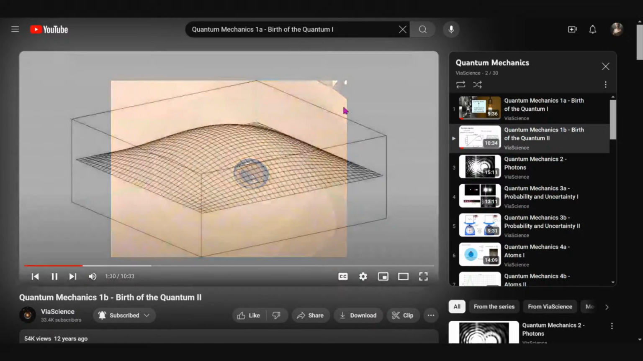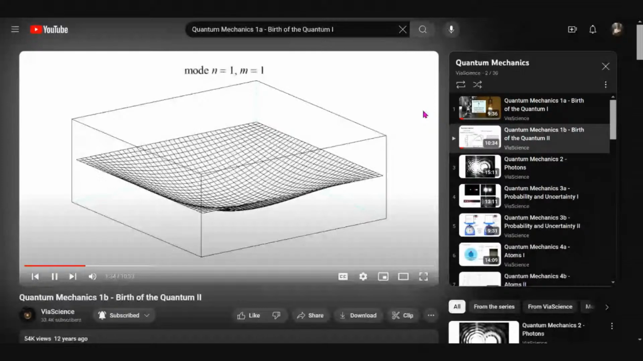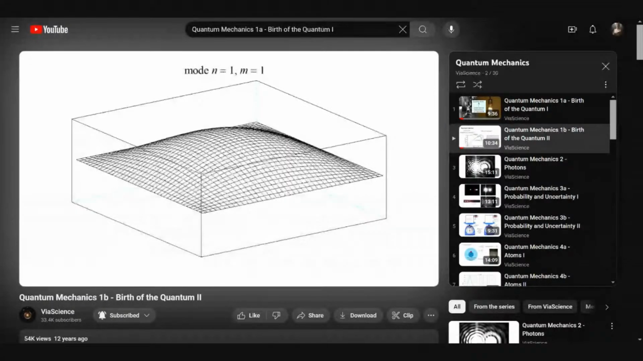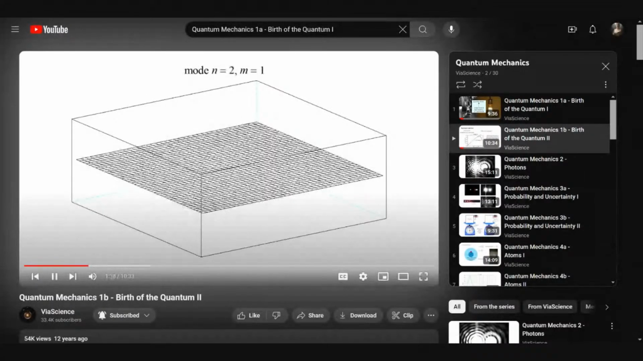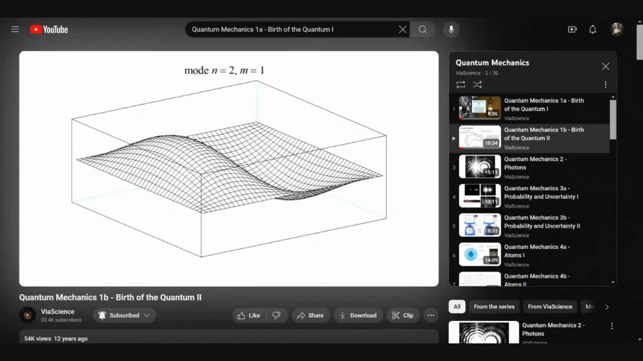Or a vibrating membrane. A membrane fixed at its perimeter can vibrate with one bump at a certain frequency, or two bumps with a higher frequency. But there are two ways to have two bumps, so we can have two different modes with the same frequency.